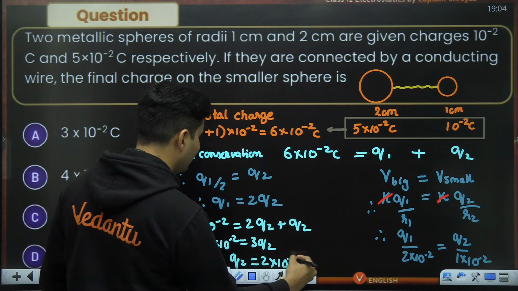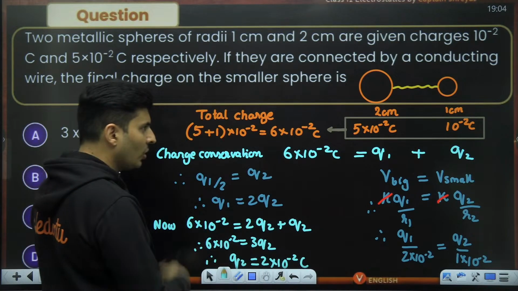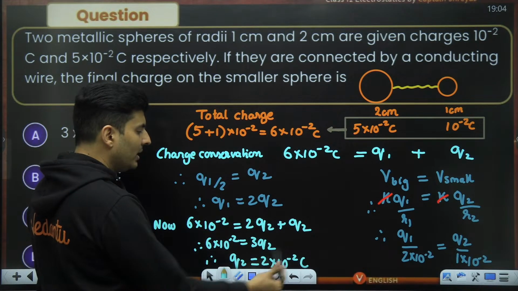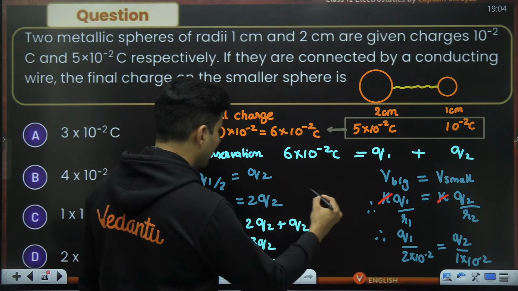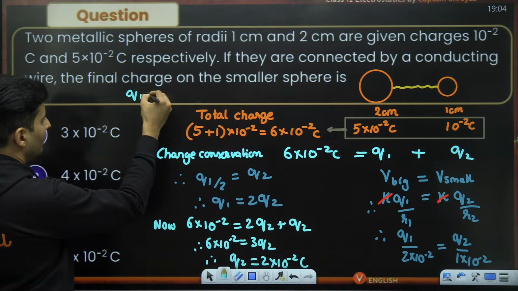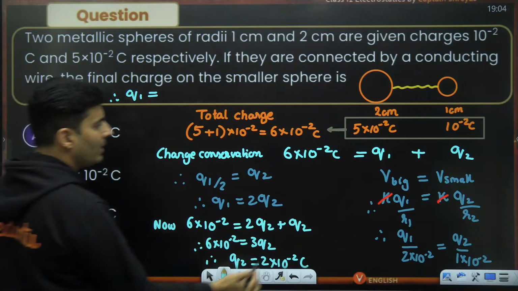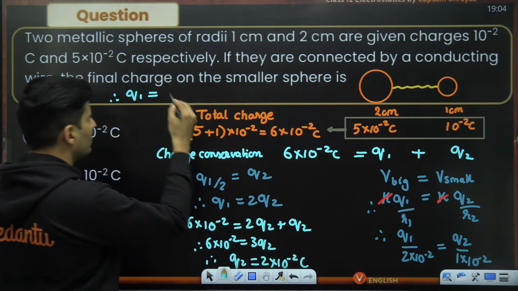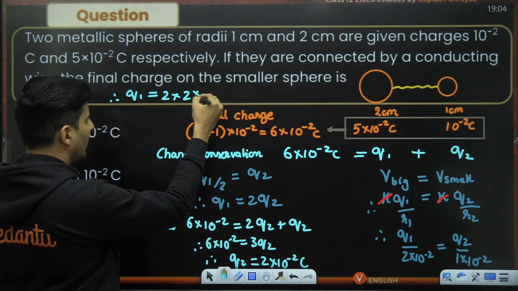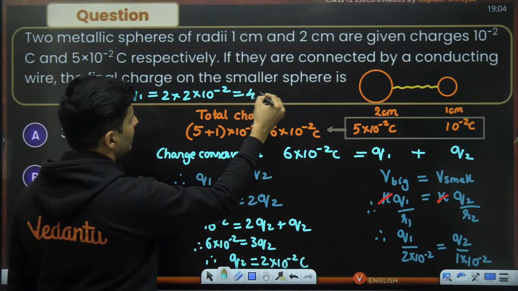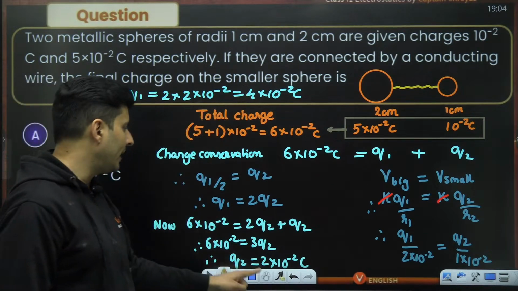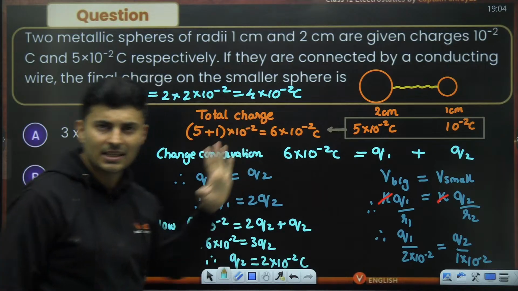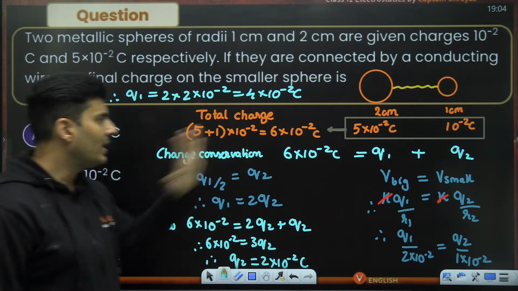So 2 into 10 to the power minus 2 coulomb. So if Q2 is 2 into 10 to the power negative 2 coulomb, what can you tell me about Q1? Therefore, Q1, how much will it be? Q1 is 2 times Q2. So 2 times 10 to the power minus 2, which is 4 into 10 to the power minus 2 coulomb. Anyways, if you add 4 and 2, you get 6, which is exactly what we expect.